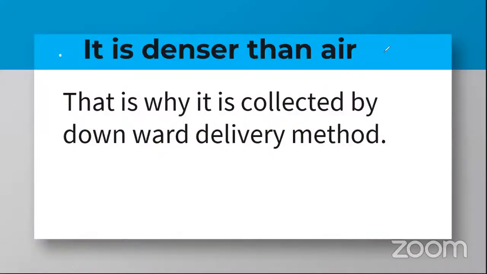So we continue. Another property is that the gas is denser than air. So if they ask you why carbon dioxide is collected by downward delivery, it is because the gas is denser than air.